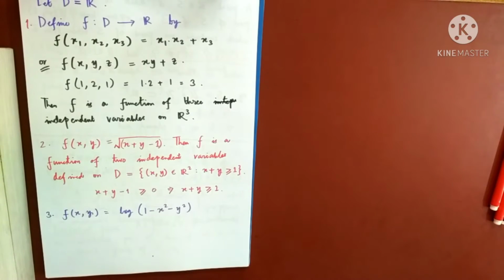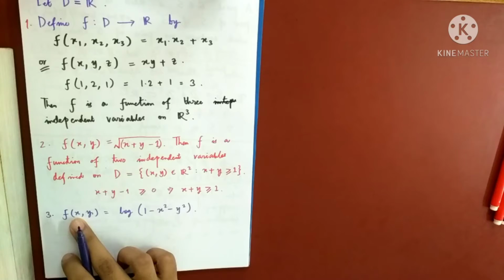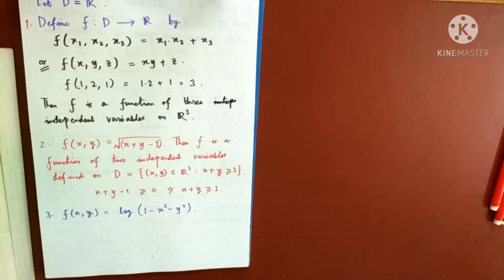Okay, so this is a function of two independent variables x and y. What I mean by two independent variables is that y is not dependent on x. y can take any values, x can take any values without any dependency. y does not depend upon x, or x upon y. They can take values respectively without any restriction.